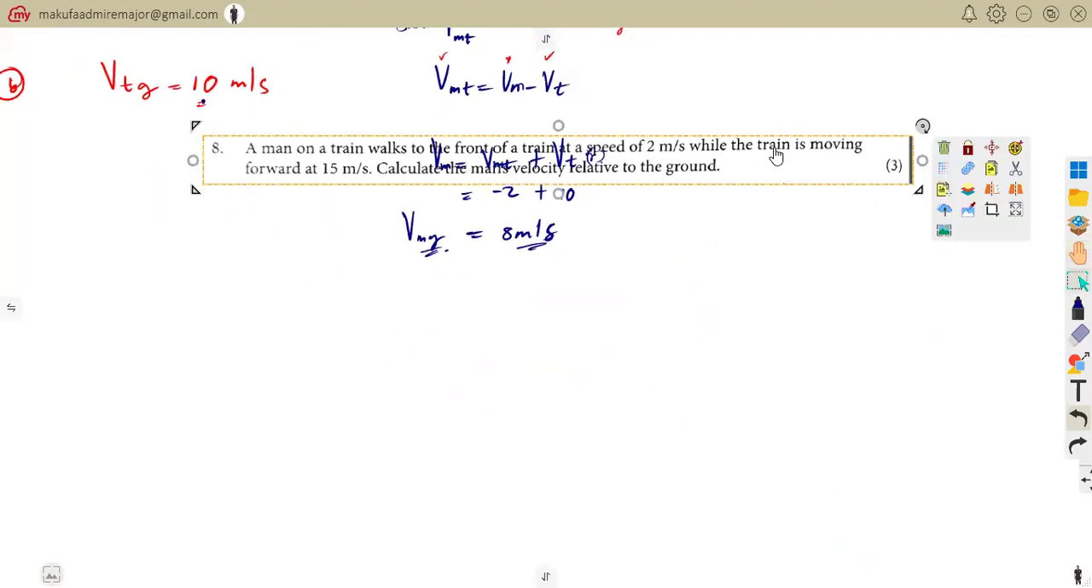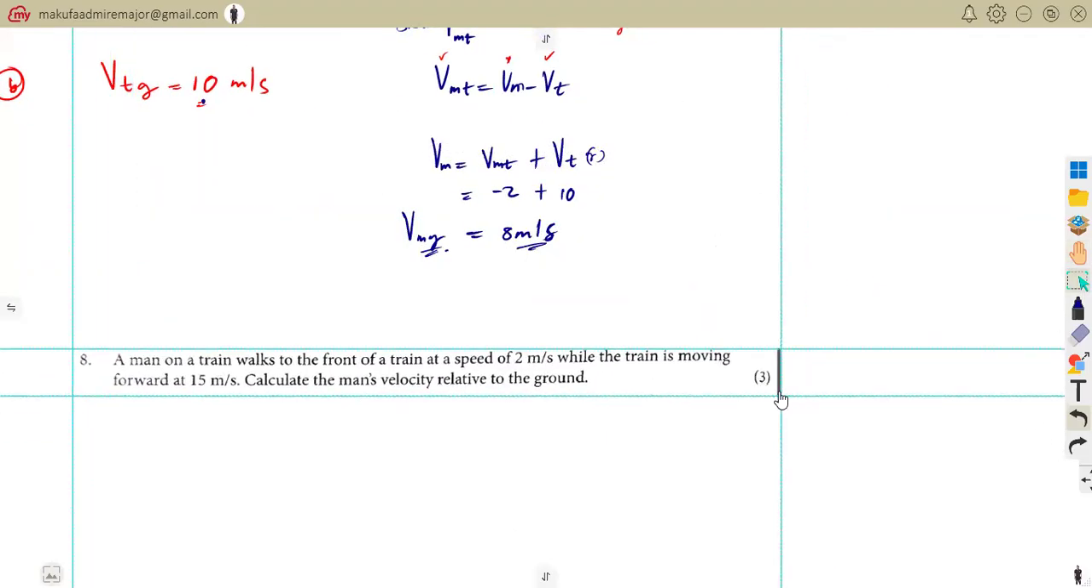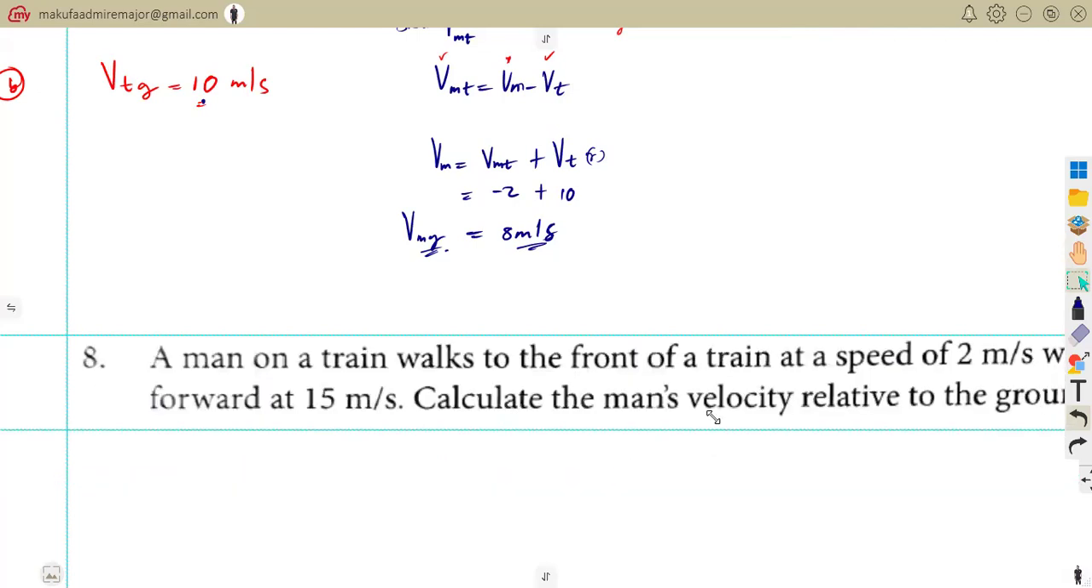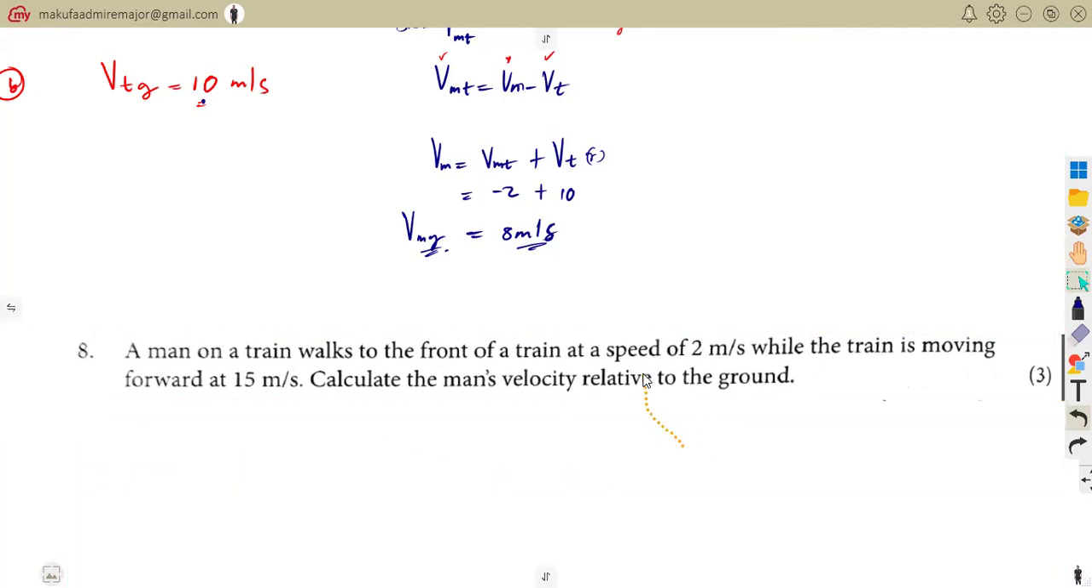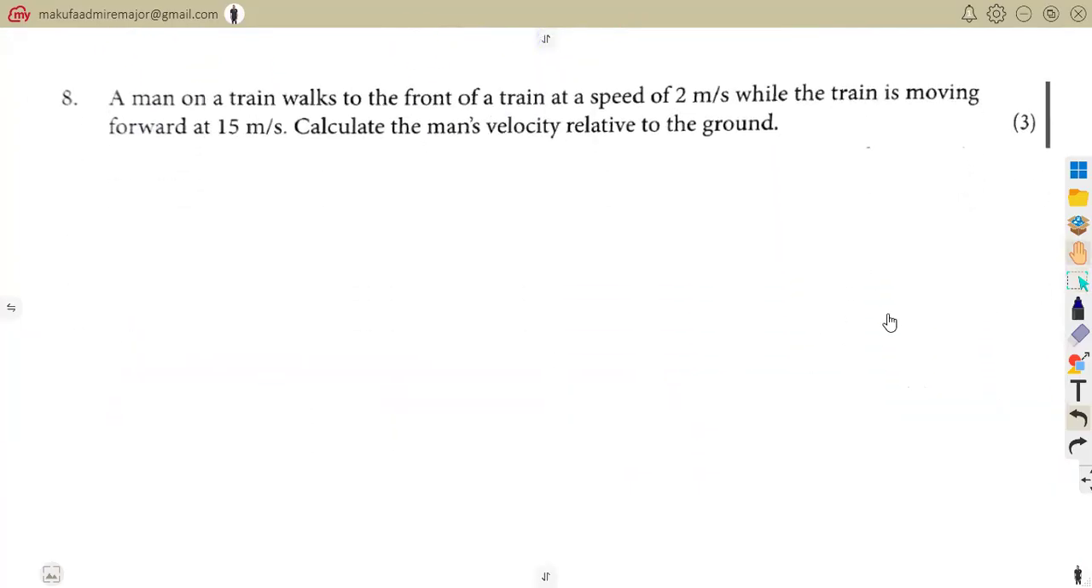If we consider question number 8, what are we given there? Can you assist me to answer this one? A man on a train walks to the front of the train at 2 meters per second while the train is moving at 15 meters per second. What is the man's velocity relative to the ground?